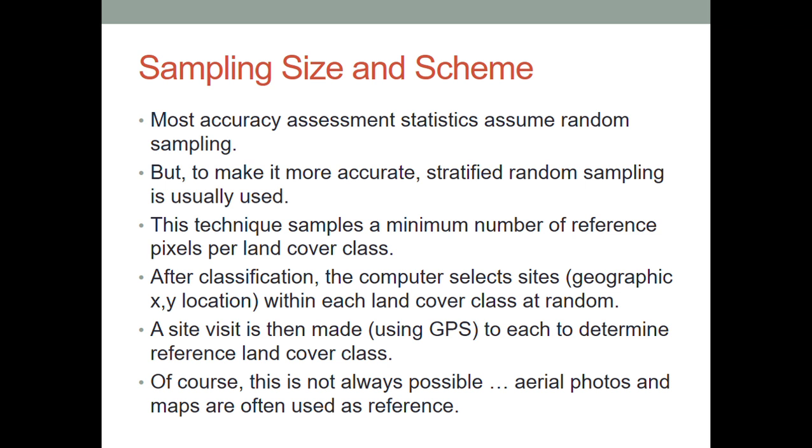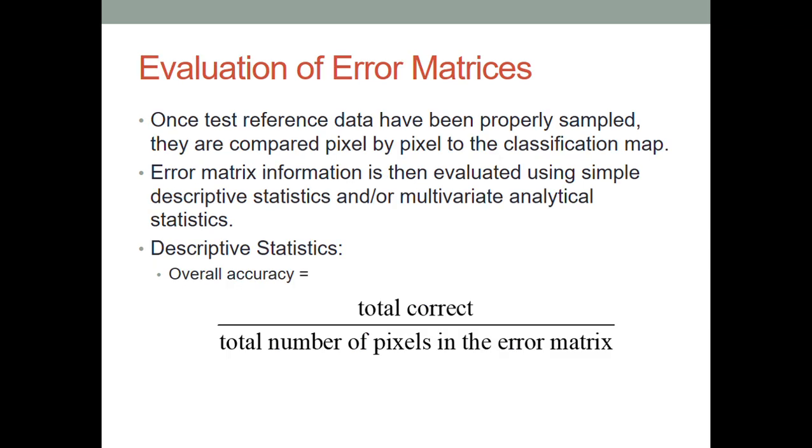Or of course, sometimes we might have to use other techniques such as aerial photos. You might use Google Maps or Google Earth, because of the limitations that we have. Google Maps might not be updated, but in certain cases, certain land uses do not change for a long period of time, so it's still valid. Okay, so after you get all this information, then we do the evaluation of error matrices.